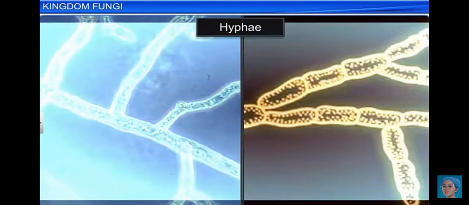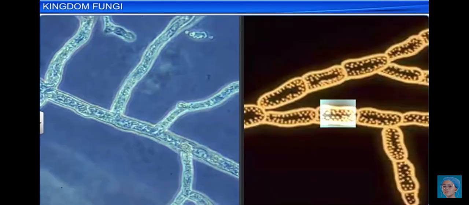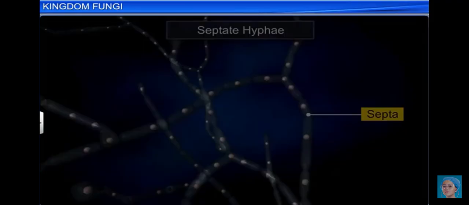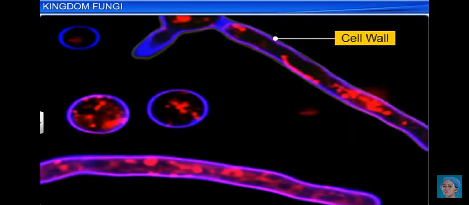There are 2 types of hyphae. The first type is made up of continuous tubes filled with multinucleated cytoplasm and is called cenocytic hyphae. The second type of hyphae has septae or cross walls. Apart from hyphae, fungi are distinguished by their cell walls, which are made of chitin and polysaccharides.